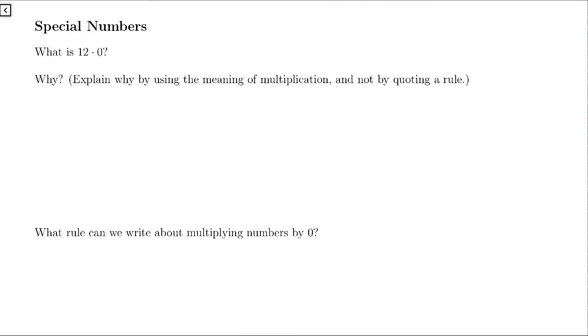As we're looking at multiplication, it is nice to see that there are a couple of numbers that have some very special properties with respect to multiplication. A lot of times this will be remembered as a rule, but it is a good idea to remember why it's true based on the meaning of multiplication and not just memorize rules without having those rules be attached to some meaning. So we'll look at 12 times 0. A lot of you might remember that any number times 0 is 0. So 12 times 0 is 0.